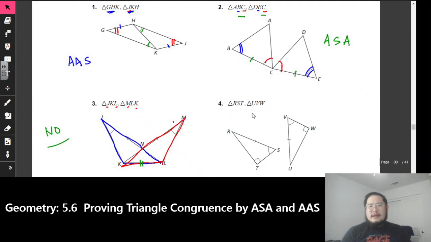Okay, lastly, let's take a look at number 4. We've got right here RS should be congruent to UV. Looks good on the triangle, right? They both have congruence. Angle W should be congruent to angle T according to our statement. Good, they're both 90 degrees, so I know that that is true. And then finally, angle S right here should be congruent to angle V.